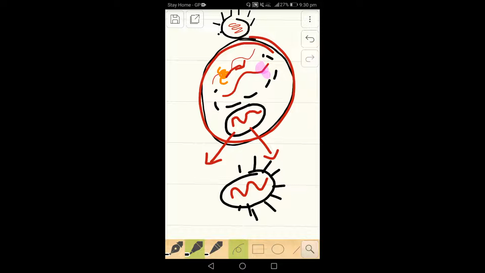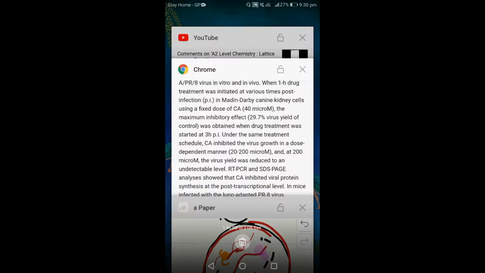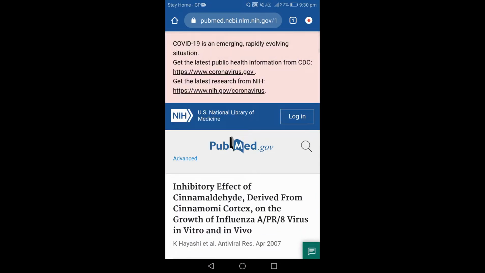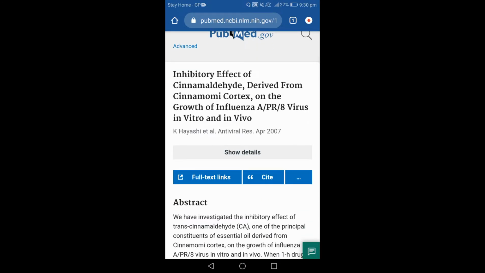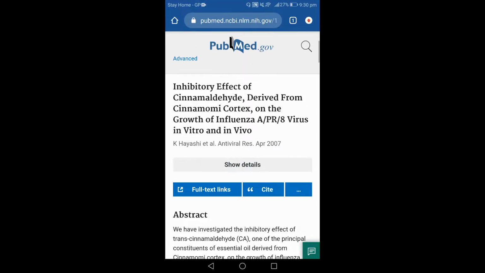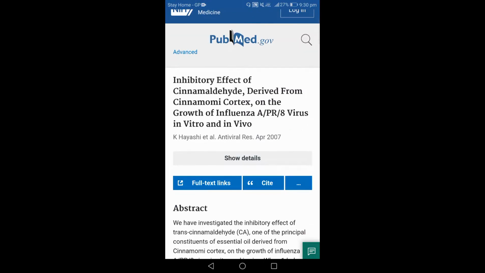Now we are going to look at some possible remedial compounds and substances that might act against the various activities of corona. First of all, I'm going to tell you about cinnamaldehyde.